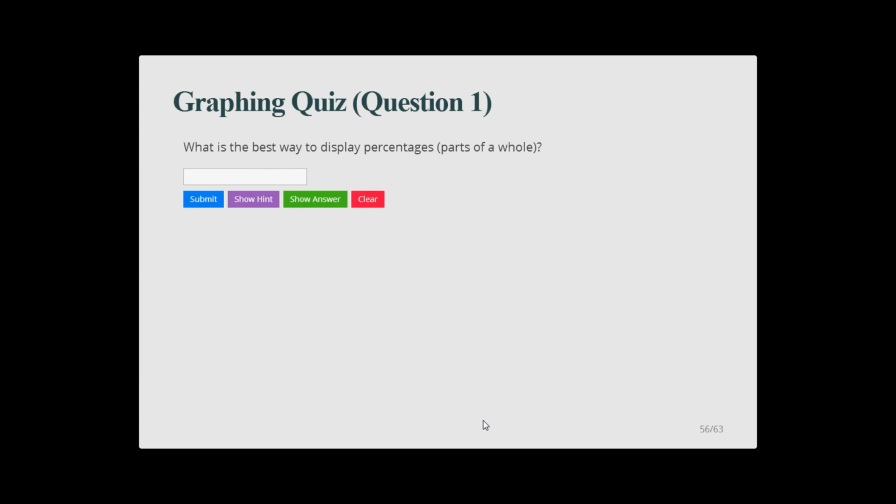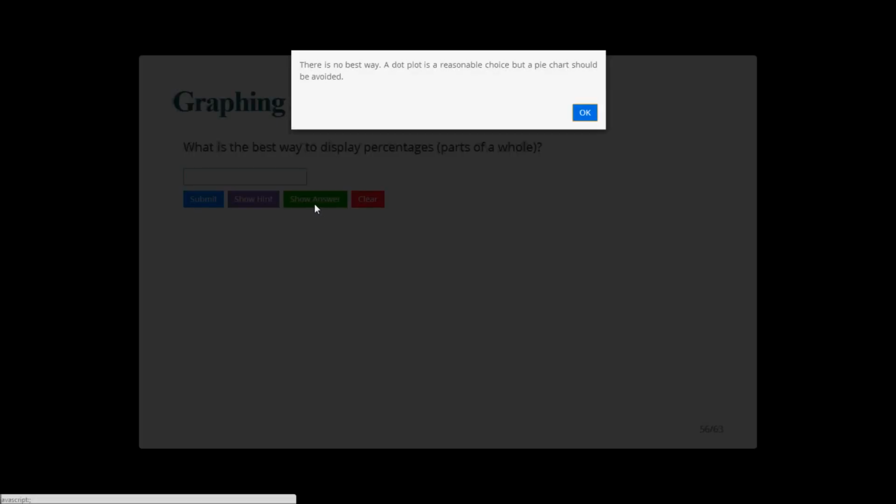Let's take that quiz now that we took at the beginning and discuss those answers. What's the best way to display parts of a whole percentages? And the answer to that is there is no best way. A dot plot is a reasonable choice, but a pie chart should be avoided in most cases.